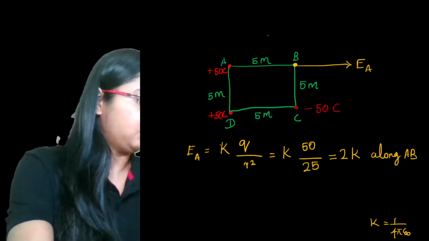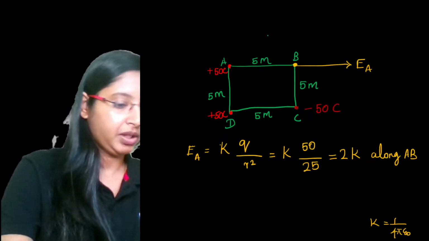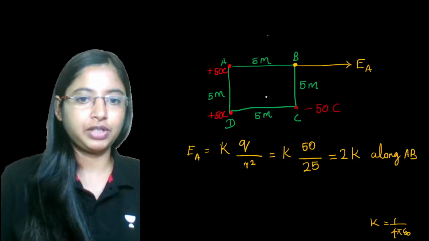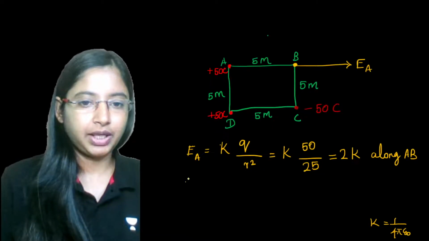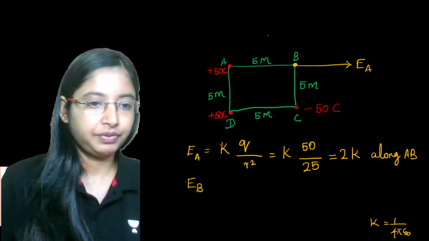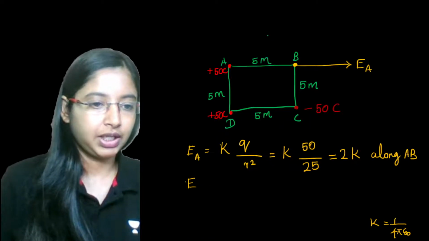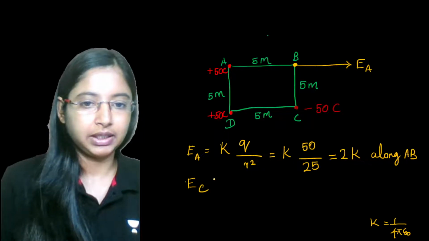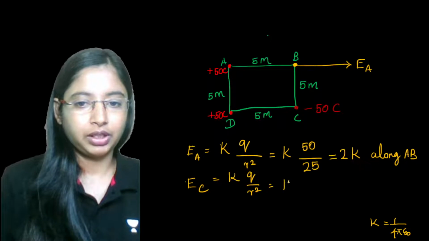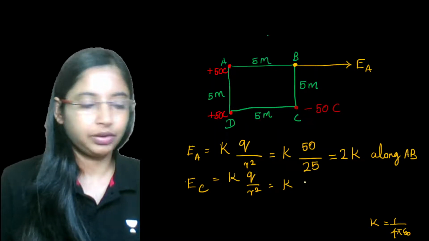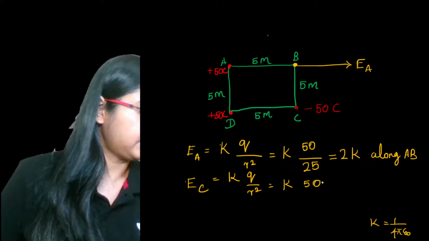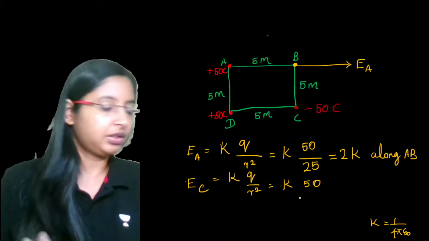Alright, now what will be the field at B because of the minus 50 coulombs of charge? This is also easy, right? The electric field at this point B because of this minus 50 coulombs of charge, I'll mention that as EC. This will be again KQ divided by R square. K is there, Q is 50. In this case, this will be 50 coulombs. We are just taking the magnitude over here.